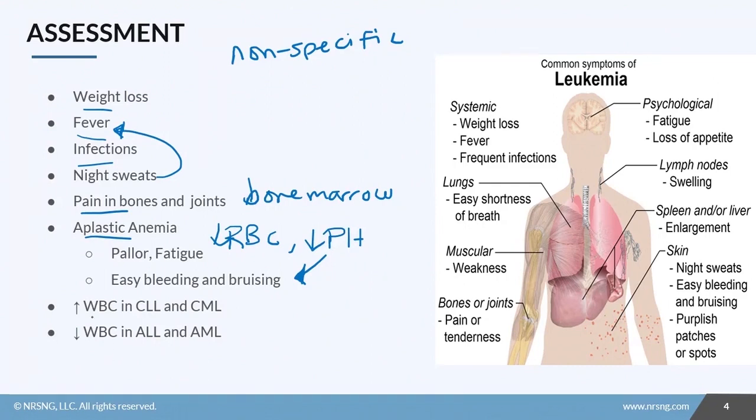Now, in acute leukemias, you'll see white blood cells actually end up dropping because of how quickly the disease is progressing and they're losing those white blood cells. In chronic, we're going to see this excessive production and they're still going to be kind of hanging around. Okay. Those are just things to note for your CBC with differential.